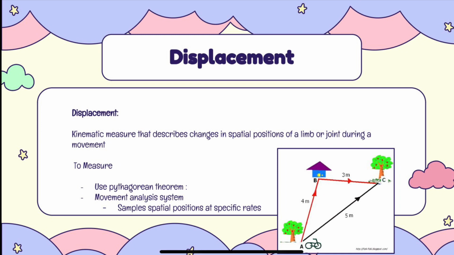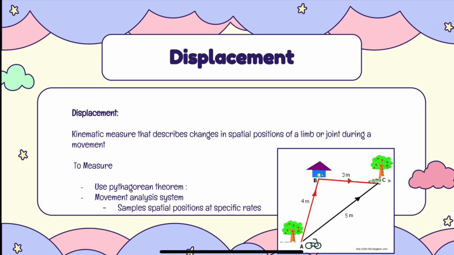The first kinematic measure is displacement. Displacement is the change of position in a limb or joint during movement, or the changes in spatial locations as a person moves. So displacement is all about finding the shortest distance from point A to point B. So in order to solve for it, we would use the Pythagorean theorem to solve for the hypotenuse of the right triangle that is made with direction and length, since displacement is a vector quantity.